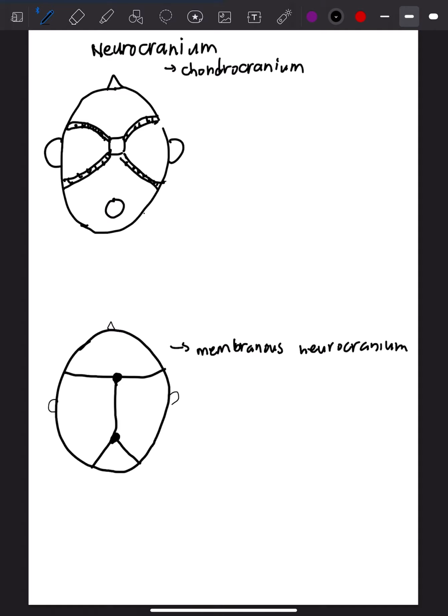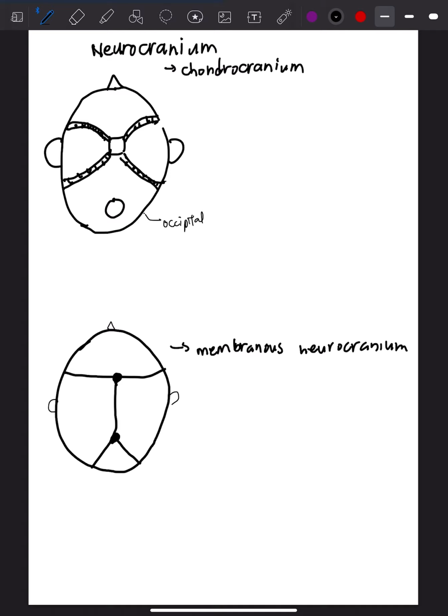First we're going to look at the chondrocranium. The chondrocranium is made up of many different bones, as we have studied. The way we draw this, you have the ears and the nose there, so this is anterior, posterior, and these are the lateral parts. This bone here at the back is your occipital bone. Just a little recap.